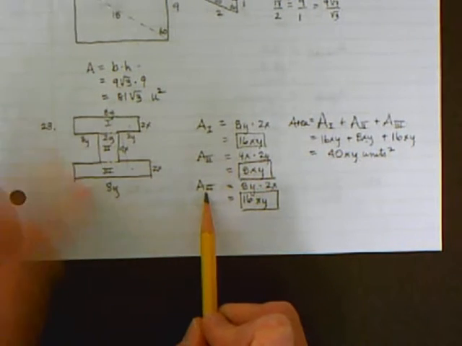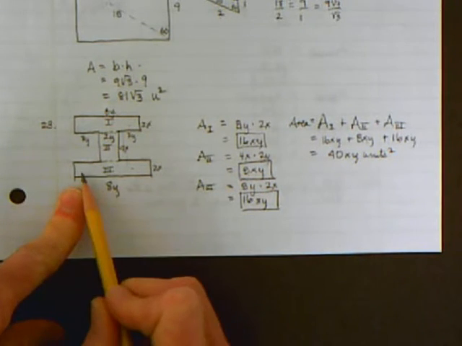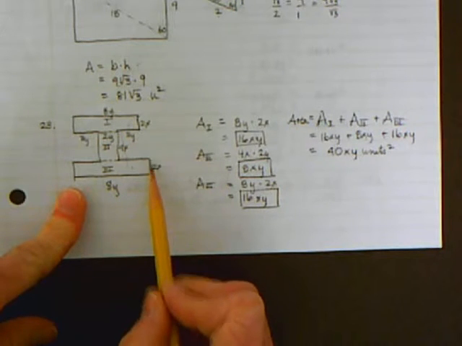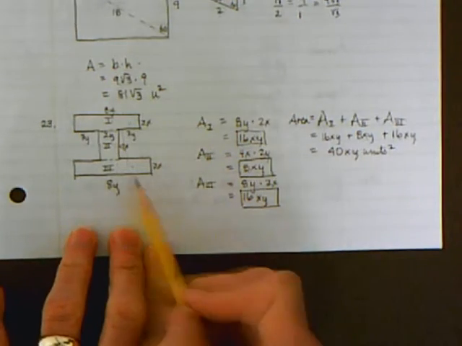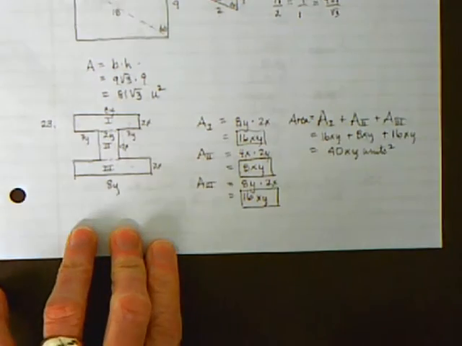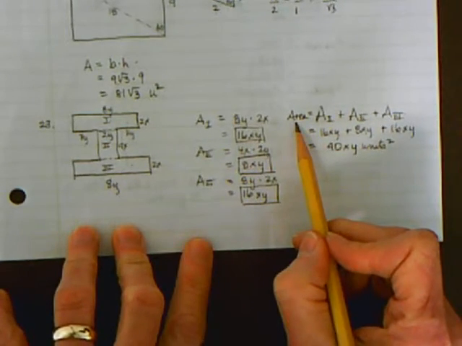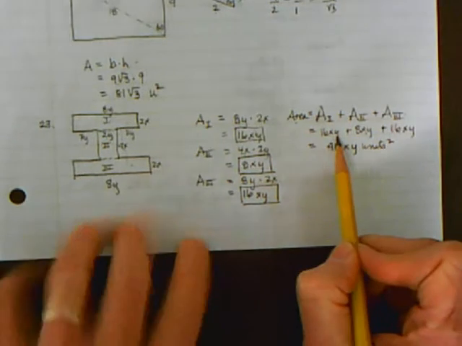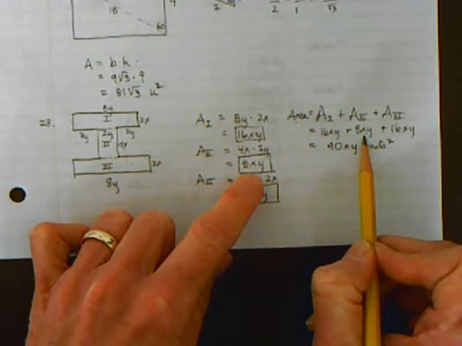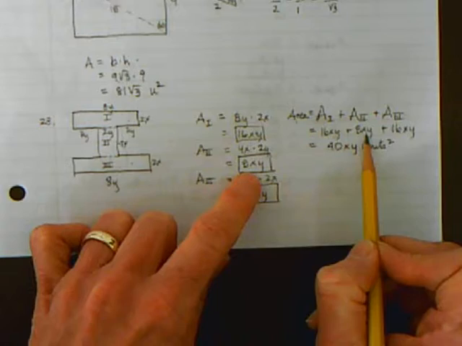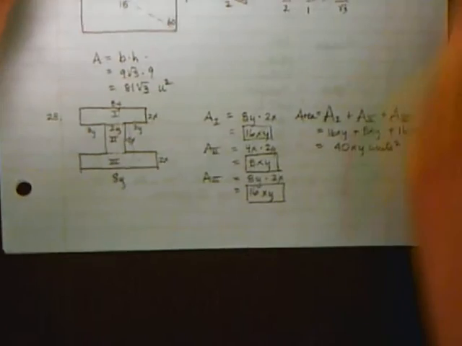Now you'll notice that region 3 is exactly the same as region 1. So base 8y times height 2x equals 16xy. And again, it doesn't matter what you call the base or what you call the height, but once you pick something, stick with it. Now the area of the total is the area of all three regions added together: 16xy plus 8xy plus 16xy is 40xy units squared. Good for me, I remembered units squared.